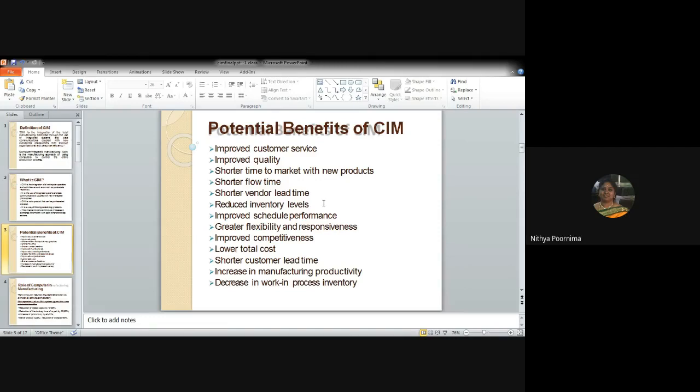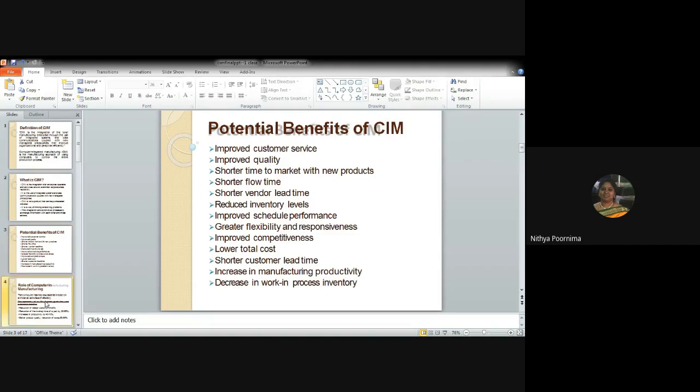There is no need for ordering quantities in bulk and stocking them, maintaining the inventory, paying the charges for it, or having security for it. All those problems are avoided, right? Then you have scheduled program performance, greater flexibility, responsiveness, improved competitiveness, lower total cost, shorter customer lead time, increased manufacturing productivity, and decreased work in process inventory. These are the potential benefits of SIM.